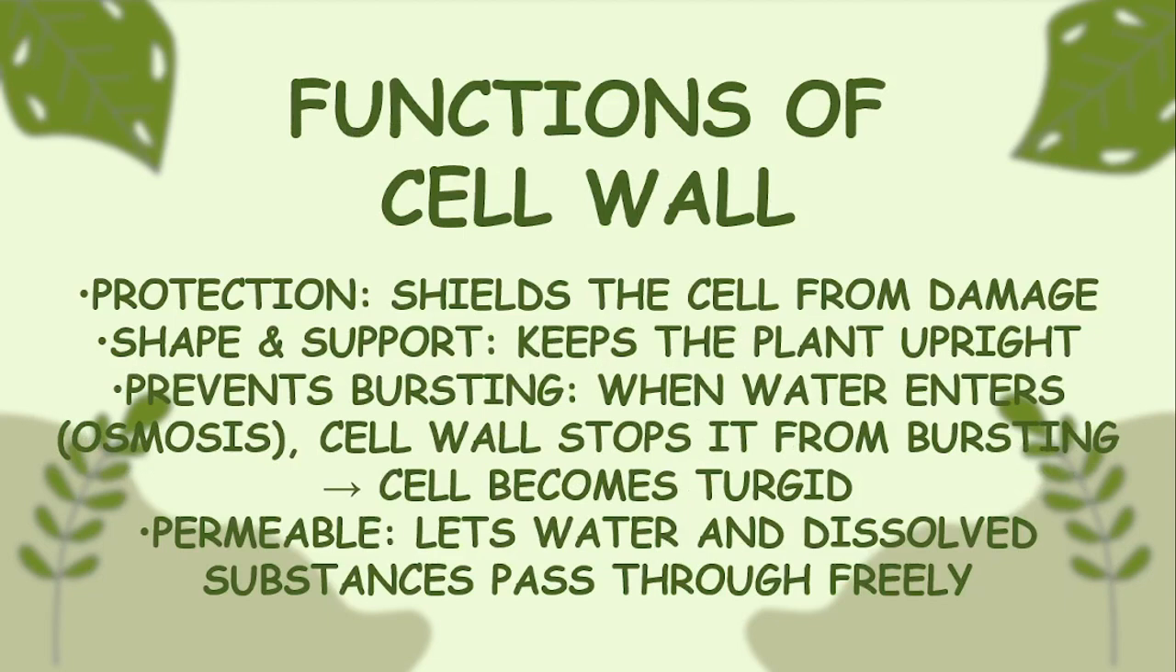What are the functions of a cell wall? Well, it gives protection. It shields the cell from any damage. And it also gives shape and support to the plant. It keeps the plant upright. And it also prevents bursting. When water enters the cell through osmosis, we will learn that later, the cell wall stops it from bursting. You can say the cell becomes turgid, which is a really important term in biology.